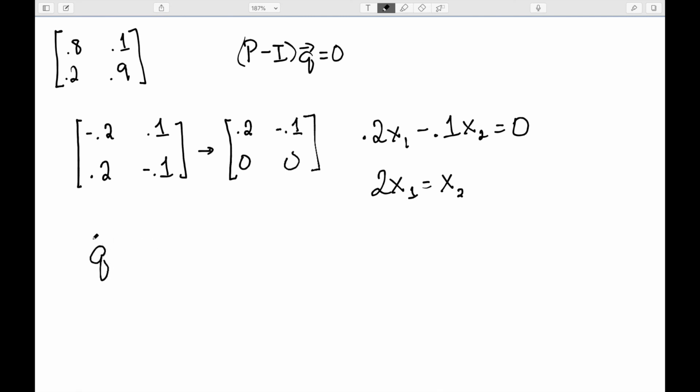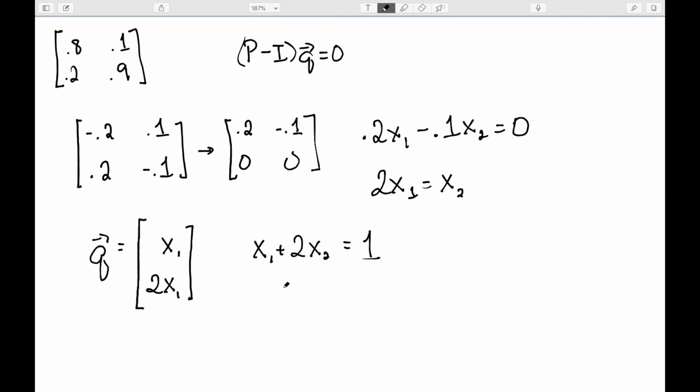So that means for Q, we know that x2 is equal to 2x1. x1 is just x1. We don't know anything else about that. And so to find a probability vector, we need to find the value such that x1 plus 2x1, if I add the components, should be equal to 1. So we have 3x1 equal to 1, so x1 needs to be equal to 1/3 in this case to have a proper probability vector where things add to 1. So my vector will be 1/3, 2/3.